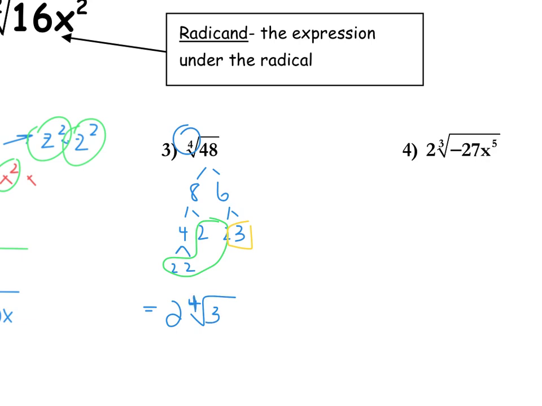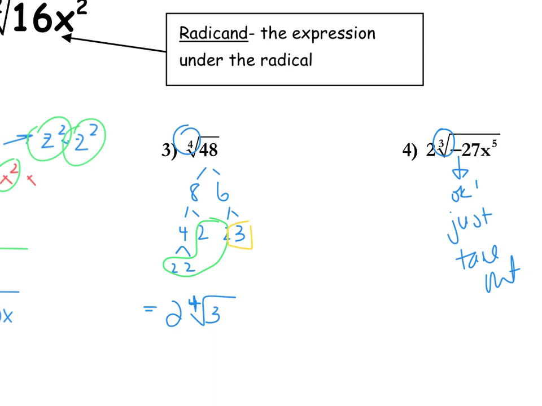Okay, and then briefly on the last one, remember that if it's an odd root, the negative is okay, just take it out. If it is an even root, you can't have a negative underneath, which is what we're going to learn about actually tomorrow on what to do in that scenario.